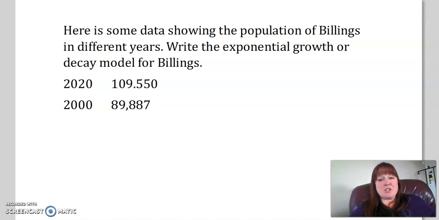We have some population data here for Billings, and we want to write the exponential growth or decay model. Now, it does look like it's growing, so the first thing we can recognize is that we're going to have a b value that's bigger than 1, because in 2000 the population was smaller than it is in 2020.